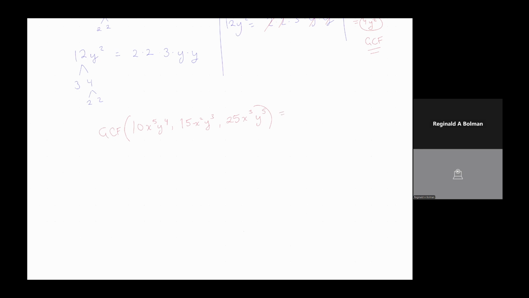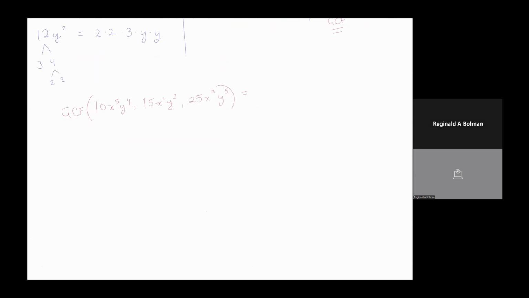So suppose we wanted to find the GCF of 10x to the 5th, y to the 4th, 15x squared, y to the 3rd, 25x to the 3rd, y to the 5th. The question is, what are we going to do? Well, first of all, give yourself some space.